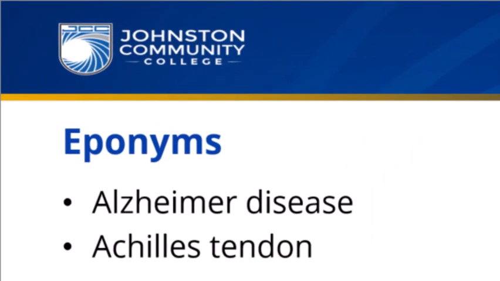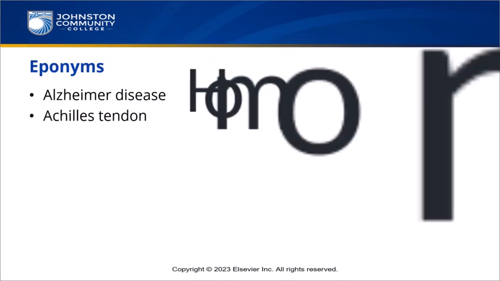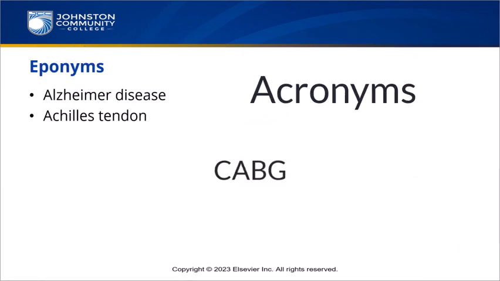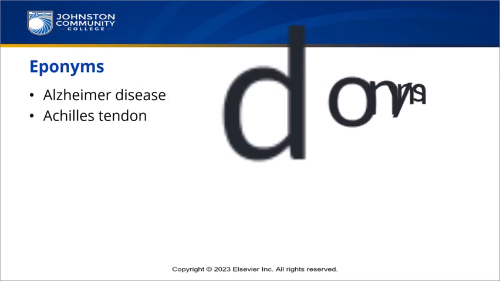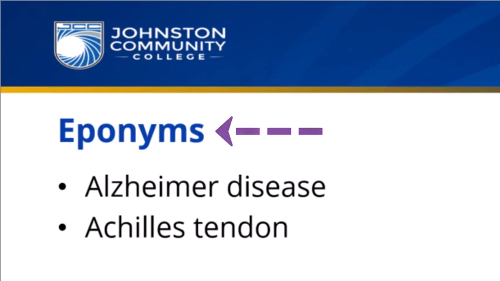Notice the ending of this term eponym, nym. This is a Greek term for name. We'll meet many members of this family, such as homonyms, words that sound the same, like the words there and their. Acronyms, terms made from the initial letters of an abbreviation. Pseudonyms, pseudo we know means false, so these are false names, like an alias or our now familiar term eponym.